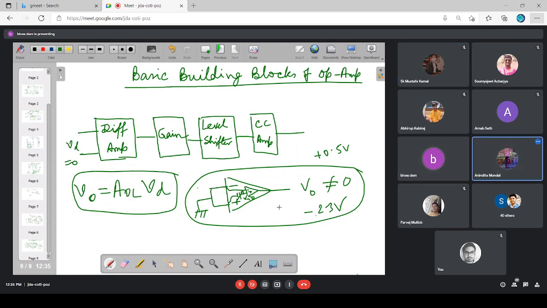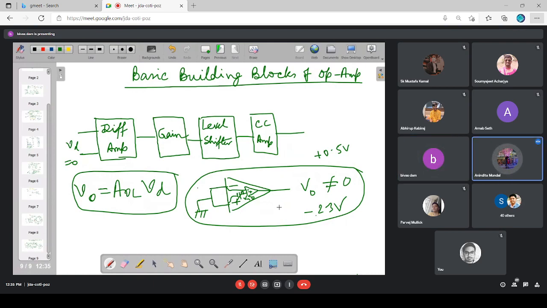Sir, so VIO is completely fictitious. Like we don't know where it's exactly coming from. Yeah, this is completely hypothetical. There's no physical presence of that.